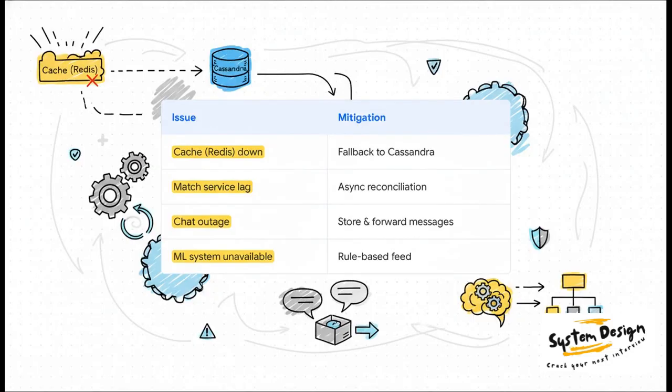Of course, things can and do go wrong. A great system isn't one that never fails. It's one that knows how to fail. And Bumble has a backup plan for pretty much everything.